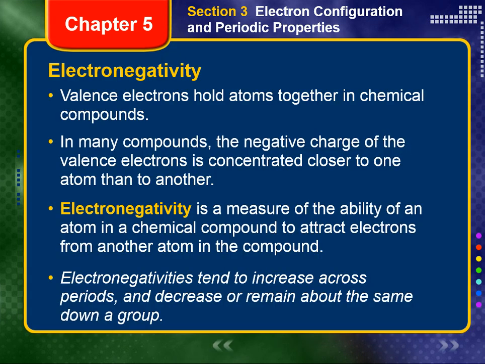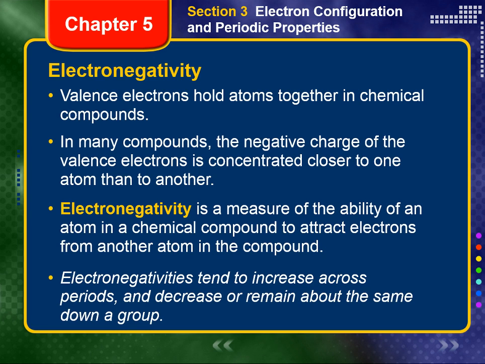Electronegativity. Valence electrons hold atoms together in chemical compounds. In many compounds, the negative charge of the valence electrons is concentrated closer to one atom than to another. This uneven concentration of charge has a significant effect on the chemical properties of a compound.